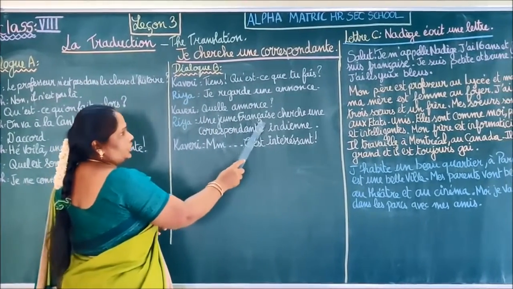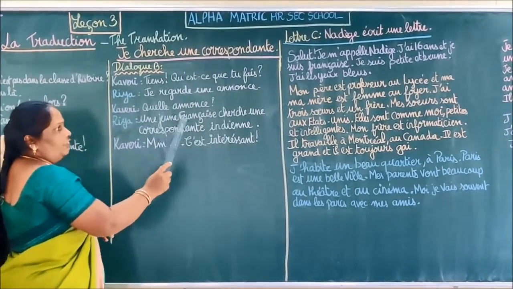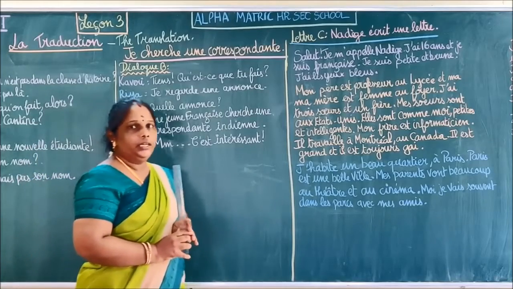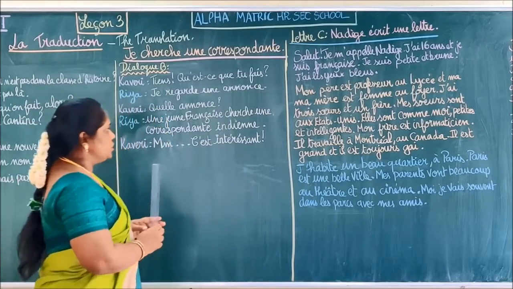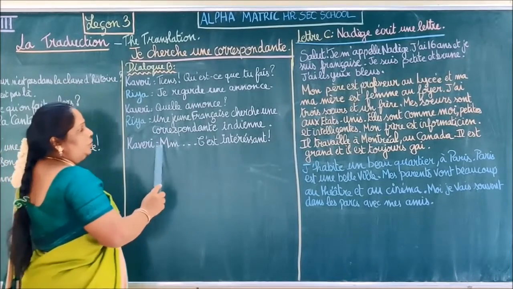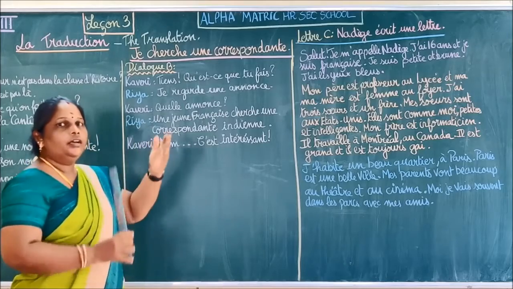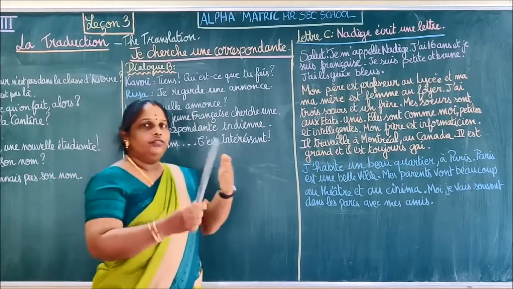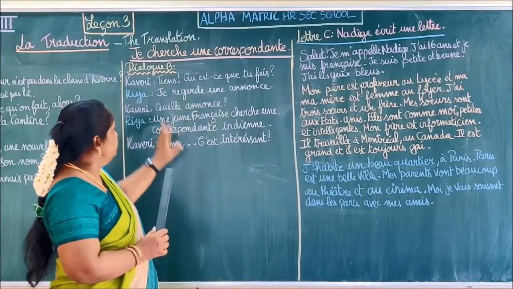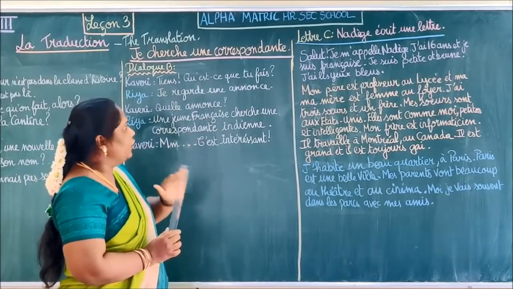Une jeune Française cherche une correspondante indienne. So a young French girl is searching for an Indian correspondent girl. Okay? So she is searching for a French Indian friend. It is very interesting to get a correspondent, a friend who is abroad. Okay? So this is a conversation between Riya and Kaveri. This is over for dialogue B.